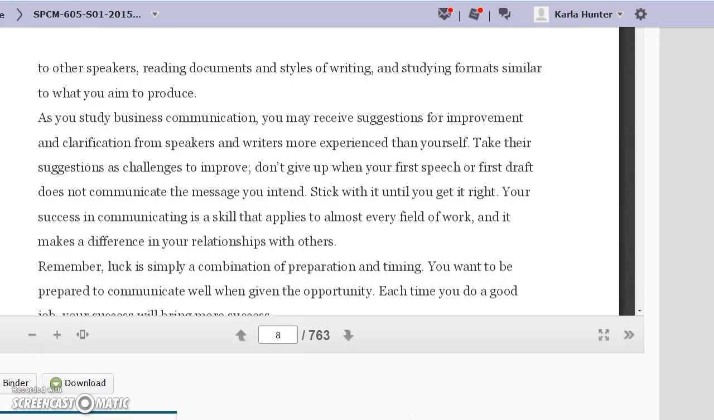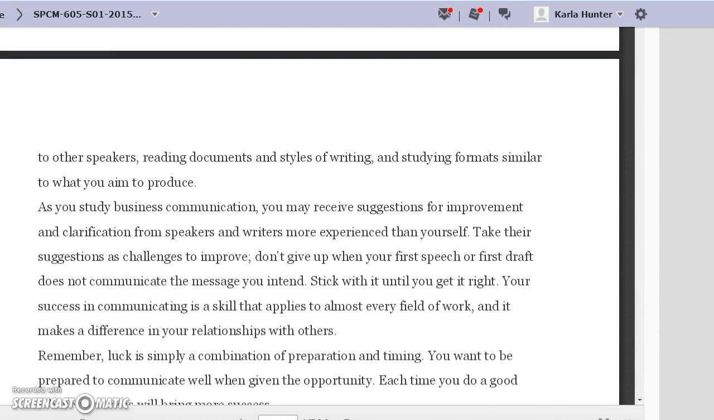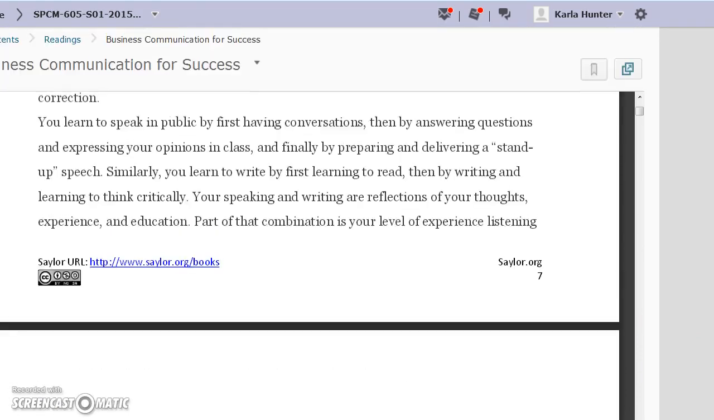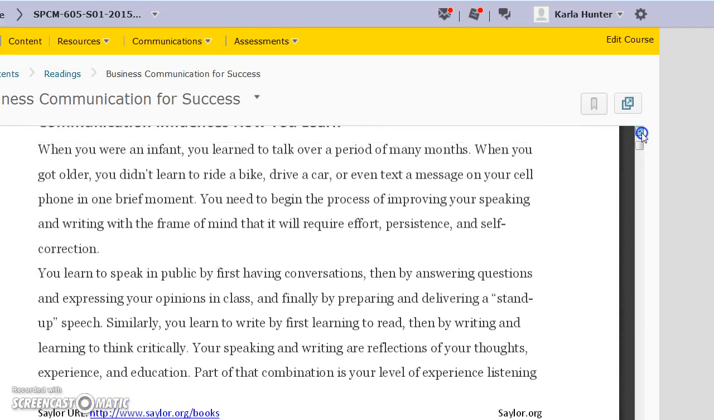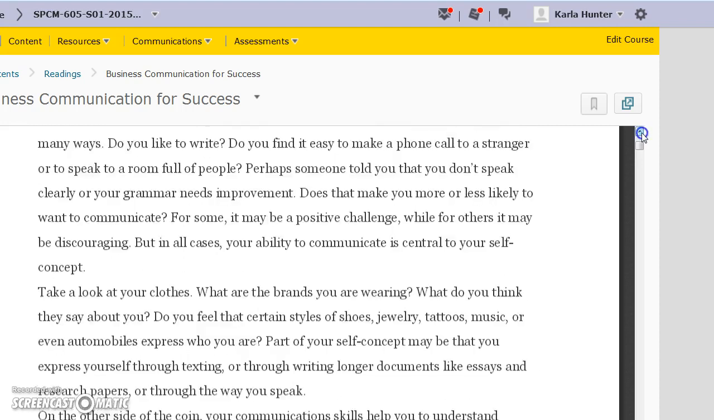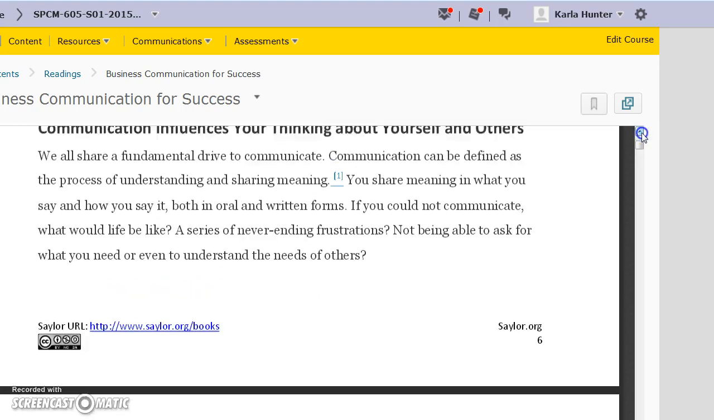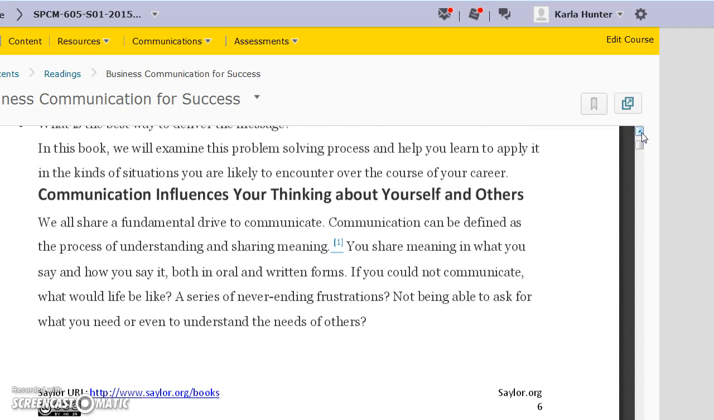So first of all, the business communication reading. Let me actually back up a little bit in this reading to page 6, because that is where you'll find the definition of communication, and that's one of the first things I really want you to note. Communication can be defined as the process of understanding and sharing meaning.